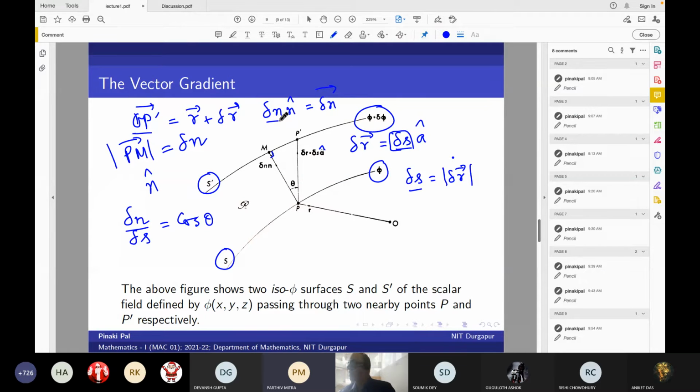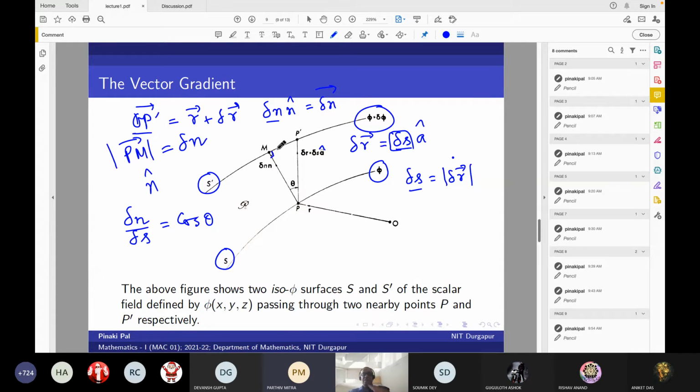This is the magnitude. Sir, how can we be sure that P dash M is a right angle triangle? So this is by construction. We have drawn the normal from P to the level surface, and it has intersected the level surface at M. Sir, P dash M is an adjoining curve? It is a straight line.